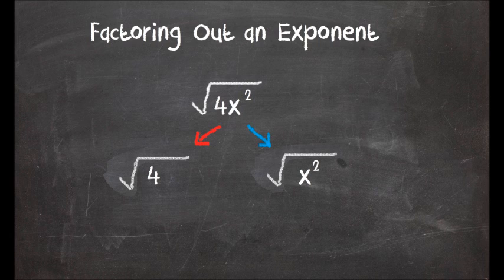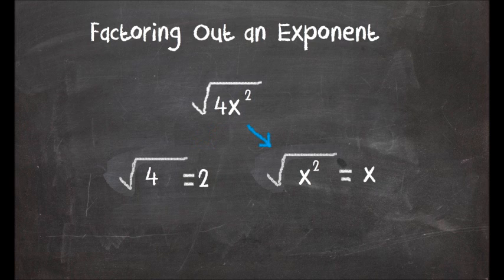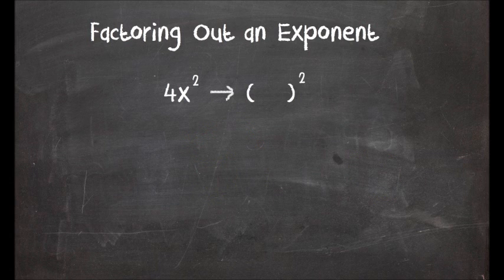Now when rooting a composite term with coefficients and variables like what we have here, it helps to separate it into its elements or factors. Here we separate 4x squared into 4 and x squared and then square root each separately. We see that the square root of 4 is 2 and that the square root of x squared is x. And that's basically it. Here we have the separated answer to our problem, 2 and x. All we need to do is write it together and we're basically done. So what does 4x squared look like when we factor out an exponent of 2? It's the quantity 2x raised to the second power.